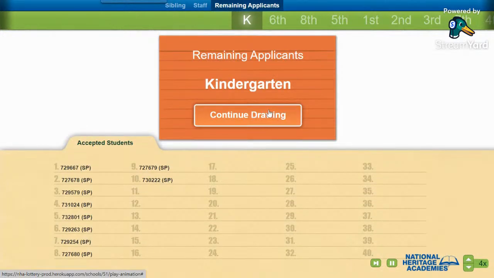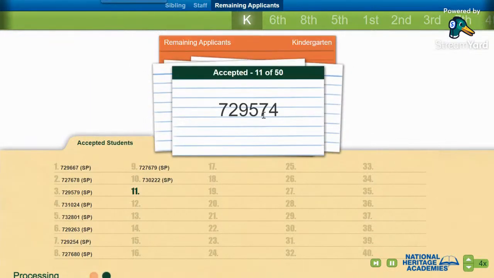So we're moving back to kindergarten, and we do have seats still available in kindergarten, so these students will be accepted. 729574 accepted in kindergarten. 732098 accepted with a sibling 588532 in 6th grade receiving sibling preference.